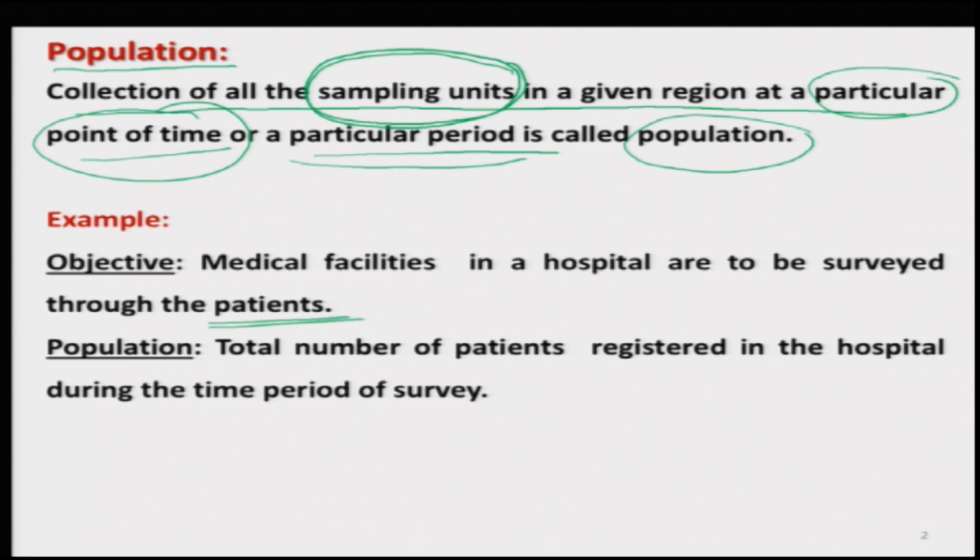So now the question is this: we want to have the information about that hospital. Now what will be my population? I have got several options. The population can consist of the people staying in that city, or the people staying in that locality where the hospital is located, or don't you think that we should consider the total number of patients who are registered in the hospital during the time period of the survey?